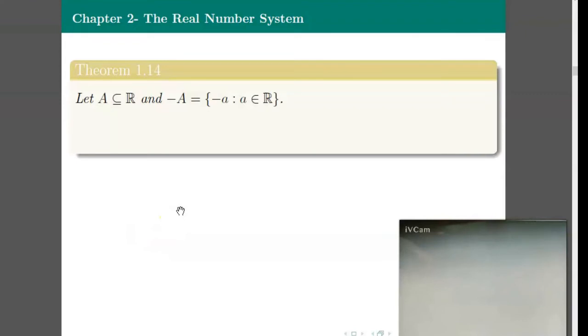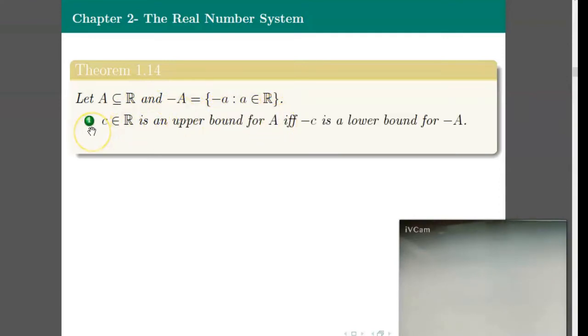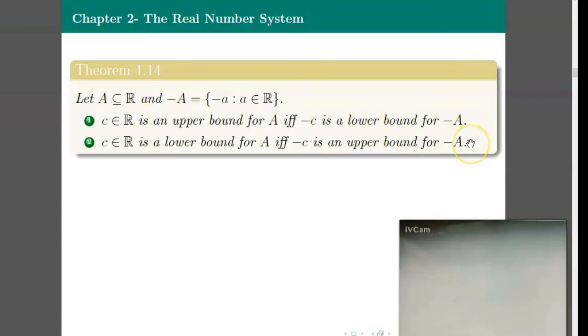Okay, let's have theorem 1.14. We let any subset A of R, and the negative of set A is equal to this set. First, a real number C is an upper bound for A if and only if negative C is a lower bound for the negative of set A. Second, a real number C is a lower bound for A if and only if negative C is an upper bound for the negative of set A.